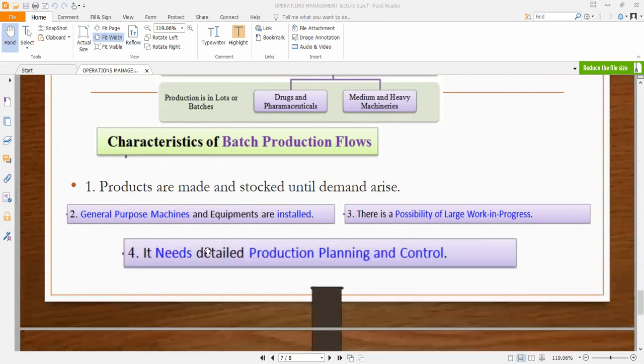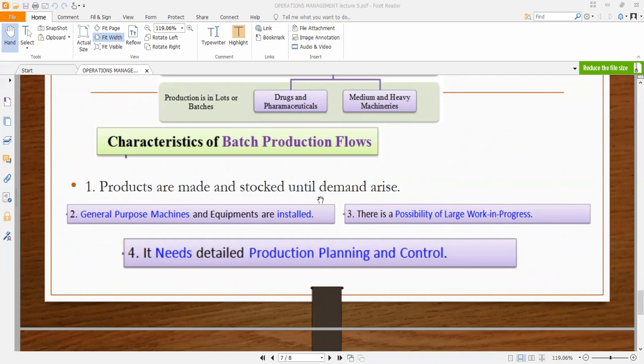Now, what are the characteristics of a batch production flow? The first characteristic is that products are made and stocked until demand arrives. For instance, if it is the cold season, they are going to manufacture and put in stock. Once demand begins to come in, they will release the goods from the stock.